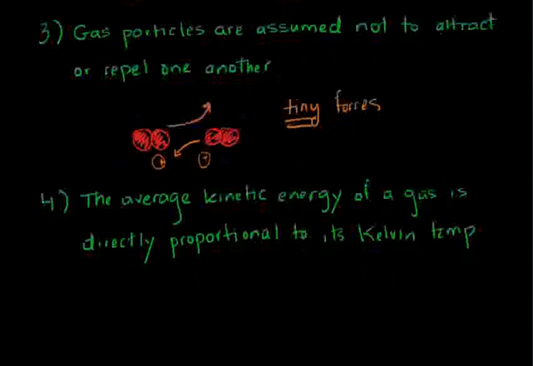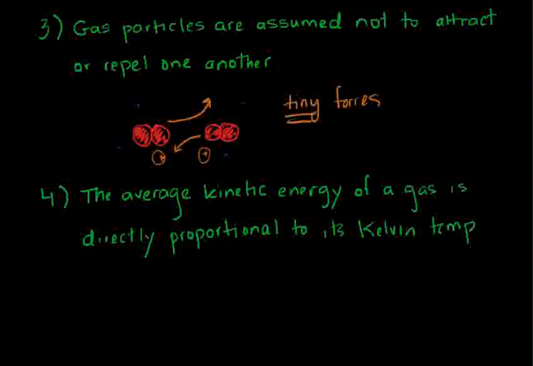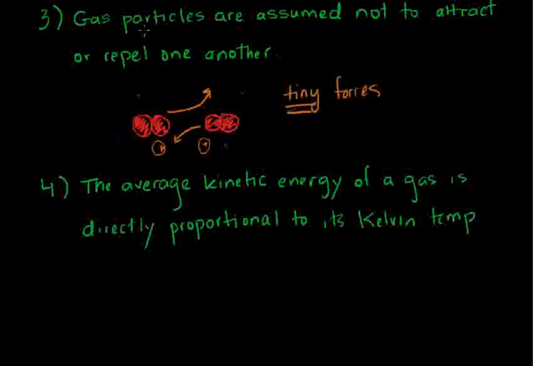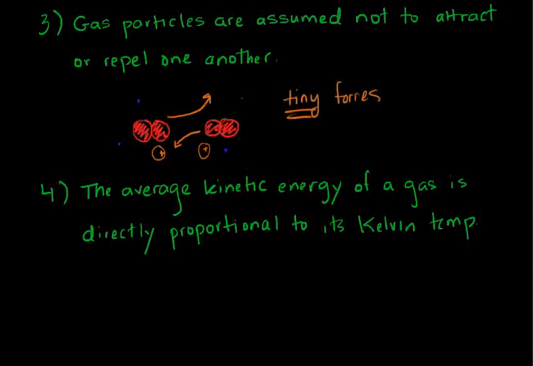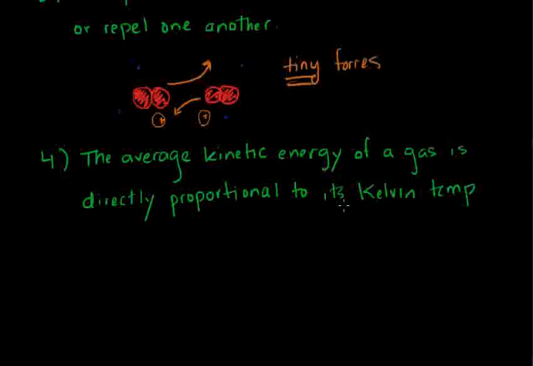This is going to be quite a quick video, but you can always pause and rewind if it's confusing for you. Number 4, the average kinetic energy of a gas is directly proportional to its Kelvin temperature. And we're not going to prove anything about Kelvin. We'll just say that it's best to use Kelvin when you're dealing with chemistry, because Kelvin is the most accurate representation of temperature we have. But this should make sense. The average kinetic energy of a gas is directly proportional to temperature.